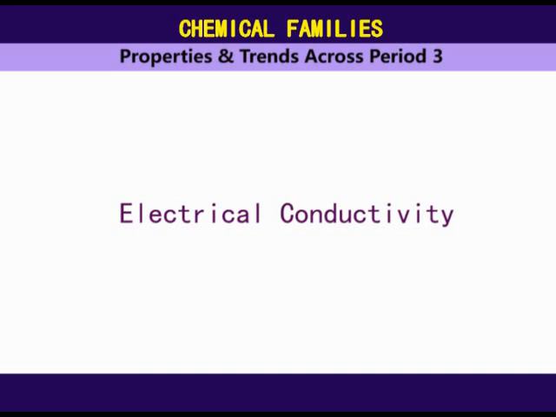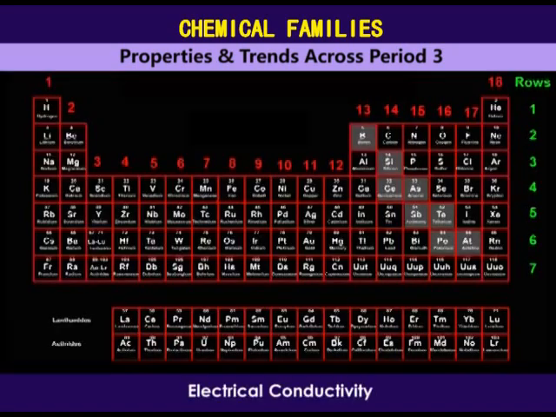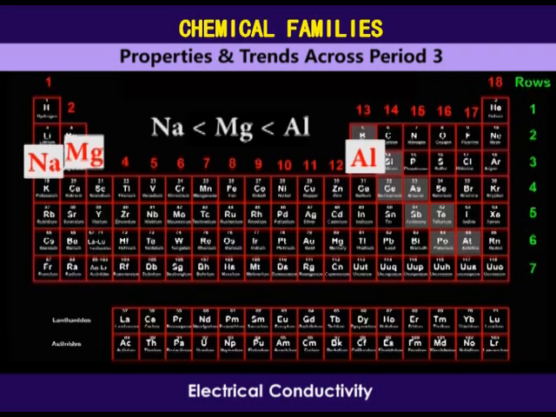Electrical conductivity. Sodium, magnesium, and aluminium have delocalized electrons in their structures. These delocalized electrons are responsible for the conduction of electricity. Conductivity increases with increase in the number of delocalized electrons, and therefore aluminium, with 3 delocalized electrons from each atom in the structure, has the highest electrical conductivity.